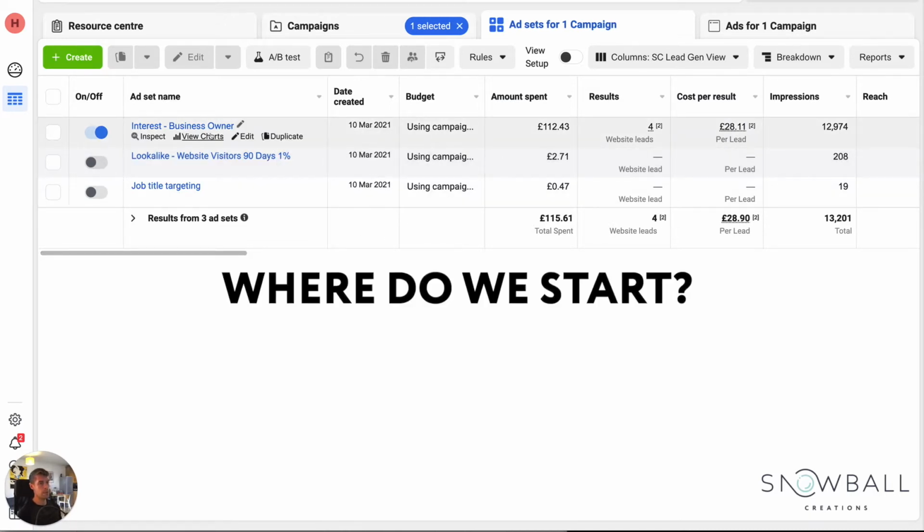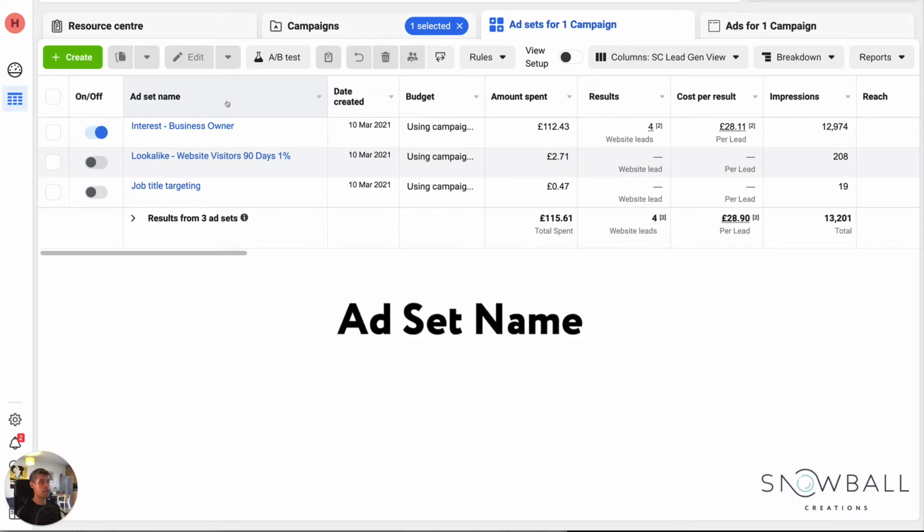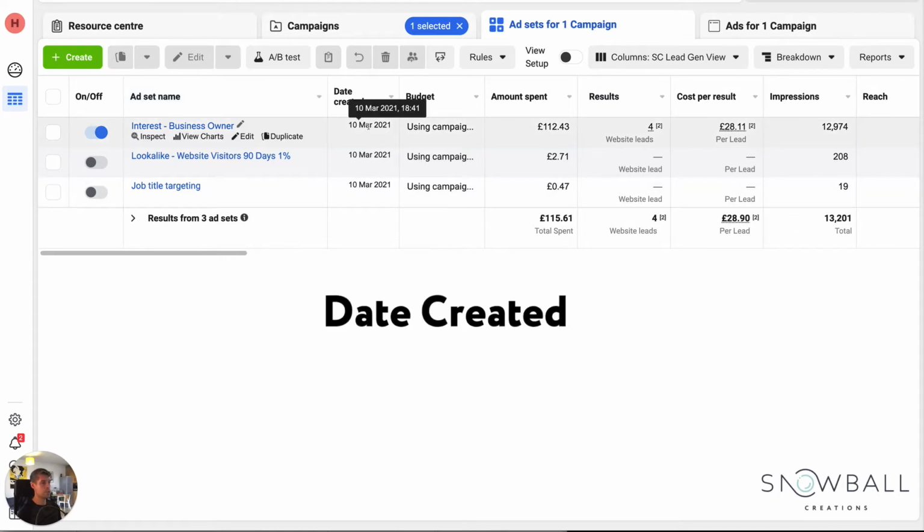So firstly, where do we start? Always having on and off first, and surprisingly that's just helpful to know if it's running or not. The ad set name, unsurprisingly, is helpful to have early on, so you can just register which is which. Date created is often actually important to remember and know about.